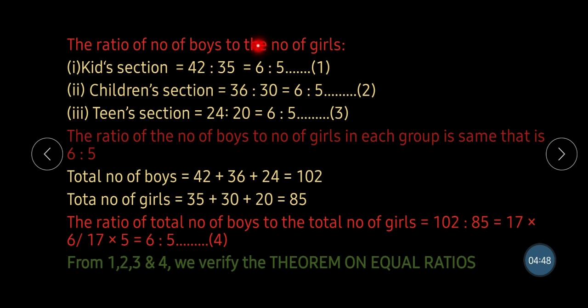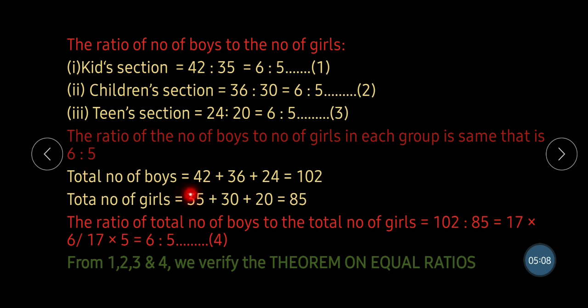Here you can see 6 is to 5, 6 is to 5 and 6 is to 5 in the kids section, children section and teen section. Everywhere you can see the ratio is constant. Therefore, the ratio of the number of boys to number of girls in each group is the same, that is constant, 6 is to 5.